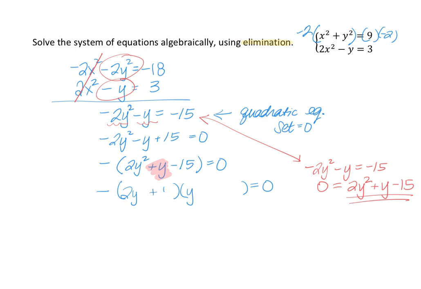So let's try a positive 5 here and a negative 3 here. Outside will be negative 6y. Inside will be positive 5y. If we add those together, we get negative y. So we're a lot closer, but we don't want negative y, we want positive y. So that tells us that we don't have the correct factoring yet, but we're really close. We just need to change our signs.